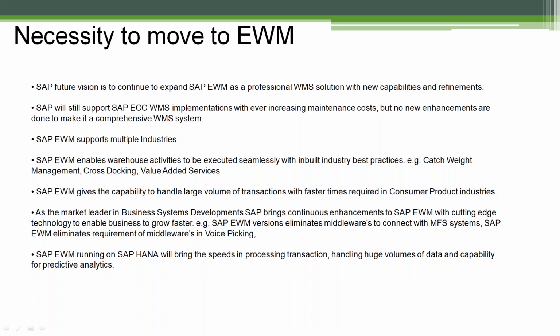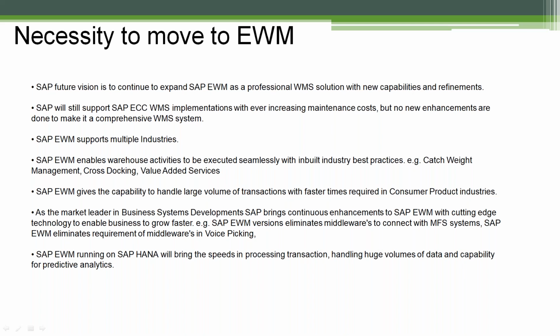As a market leader in business systems, SAP brings continuous enhancement with SAP EWM with cutting-edge technology to help businesses grow faster. Some examples of new cutting-edge technologies SAP has delivered with EWM: directly connecting to the MFS system, there is no need for middleware. SAP has also eliminated middleware in voice picking. So you can see a lot of developments coming up on the EWM side, where SAP is looking to bring a world-class solution in the warehousing space.